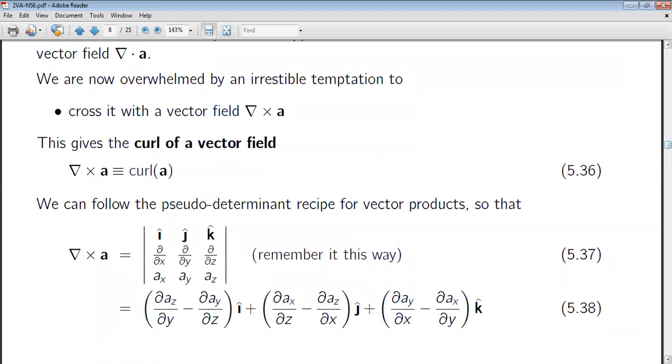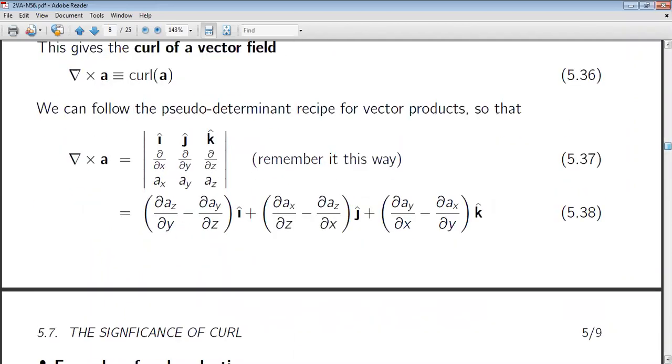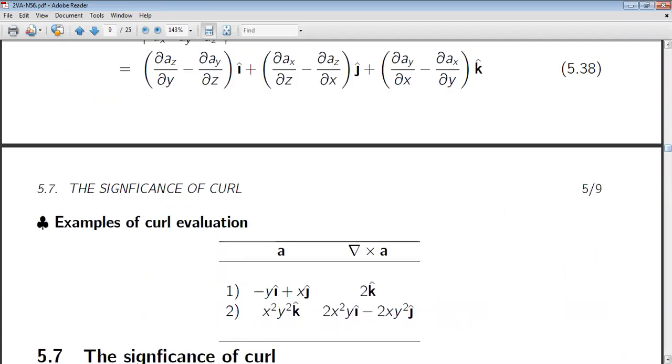Okay, then move to the next one. So two simple examples are given. Okay, what is the A vector? Try to solve the questions. A vector is minus y i cap plus x j cap. That means no term for k cap. Okay. Now what is the curl of the vector?